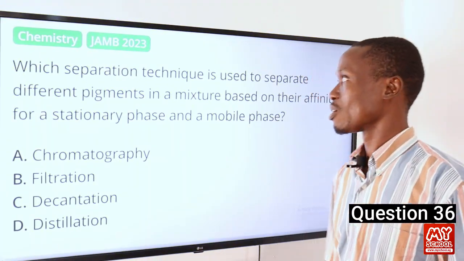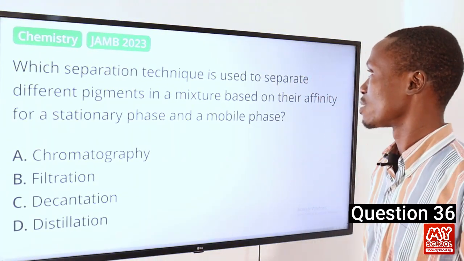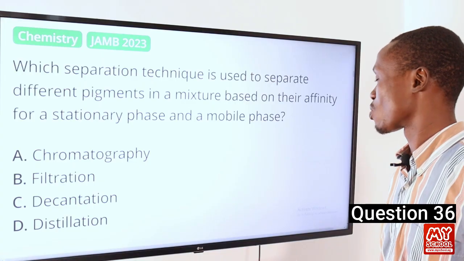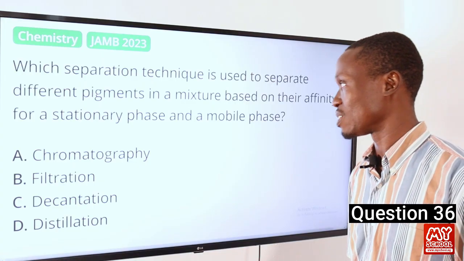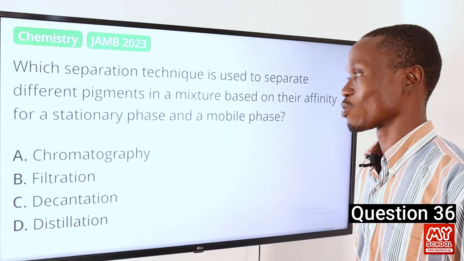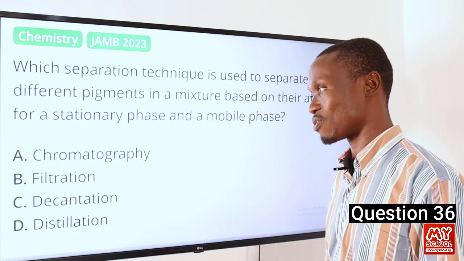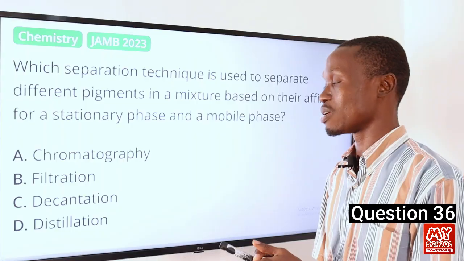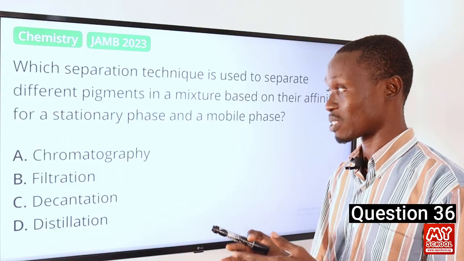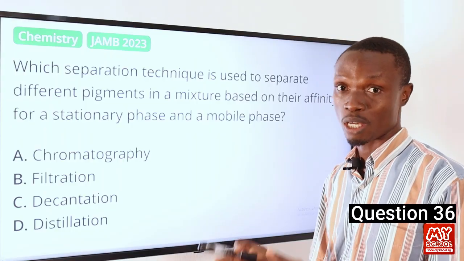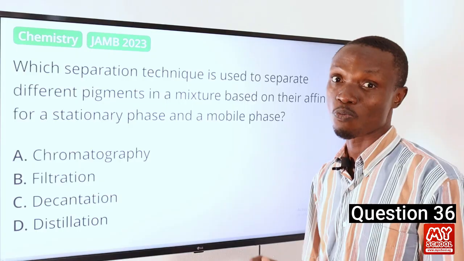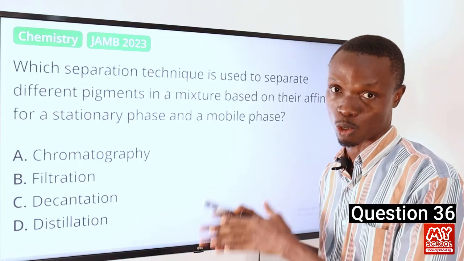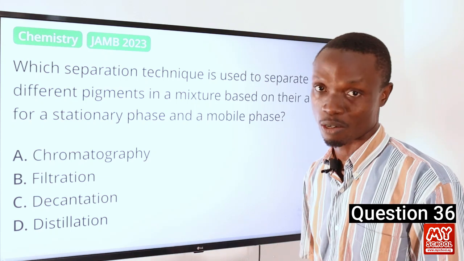Question 36. Which separation technique is used to separate different pigments in a mixture based on their affinity for a stationary phase and a mobile phase? So option A, we have chromatography. What do we mean by chromatography? Chromatography is just a method of separation that is based on the different rates of movement of a mixture in a solution over an absorbent material.